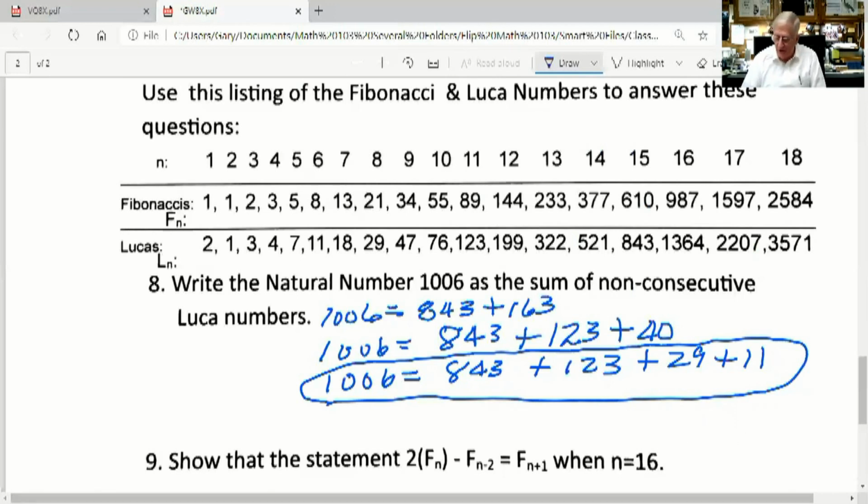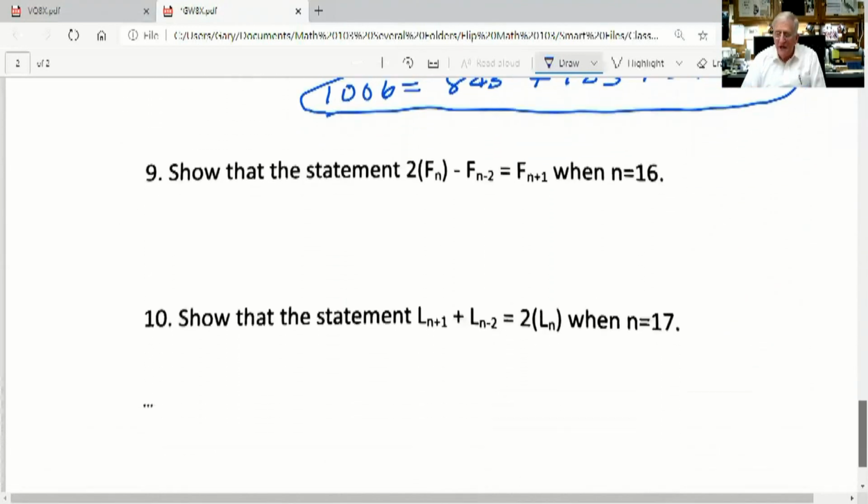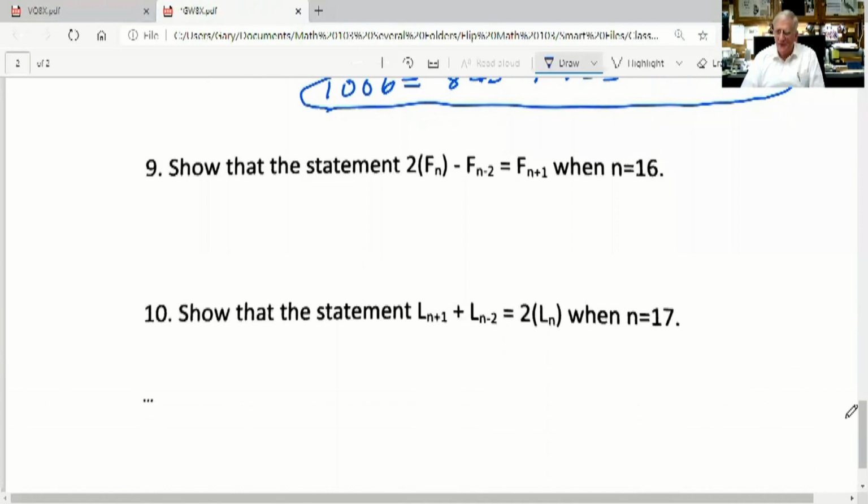Okay, let's go to our next question. The next question asks us to show that this expression is a true statement when n is equal to 16. Now you should have your Lucas table, or excuse me, your Fibonacci table right there in front of you.